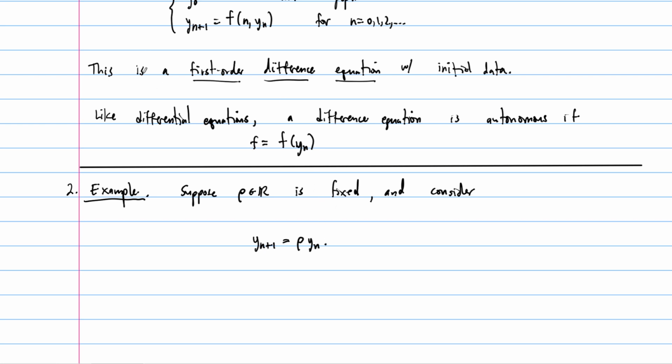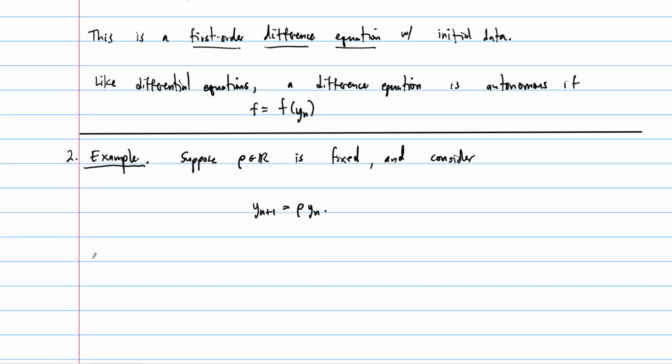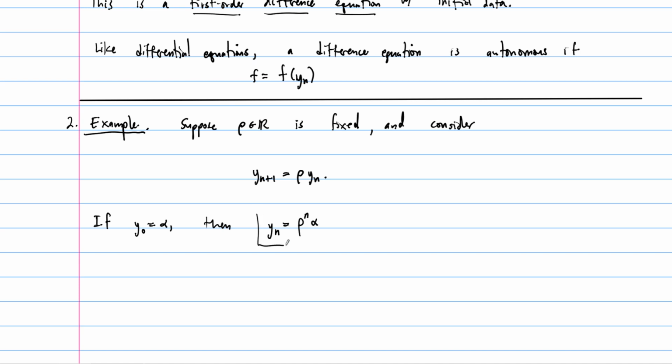This one is very simple to solve. If y sub 0 is equal to alpha, then we can easily compute y sub n just by plugging in. You can verify this, but every time you increase n, it multiplies by rho. So y sub n ends up being rho to the power n times the initial condition, alpha. This is the general solution given an initial value.